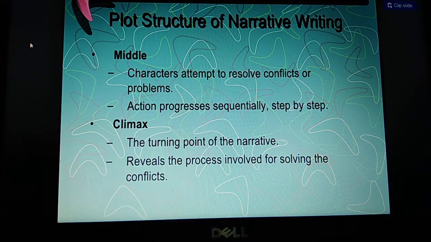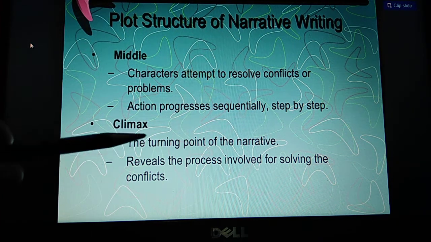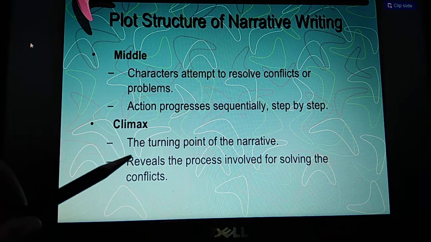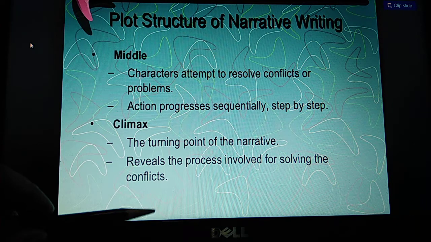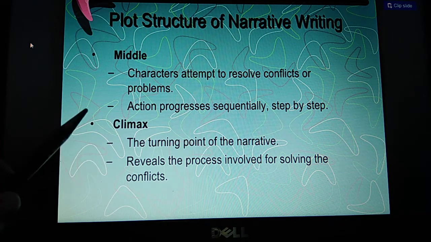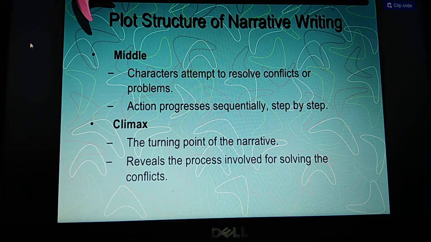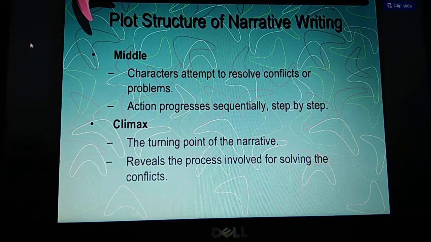All right. Also in the middle portion, you should give the climax. The climax should also be presented. Now, what is the climax? The climax is the turning point of the narrative, where things are going to change. The climax also reveals the process involved for solving the conflict. Okay? That is, for example, think of a movie.